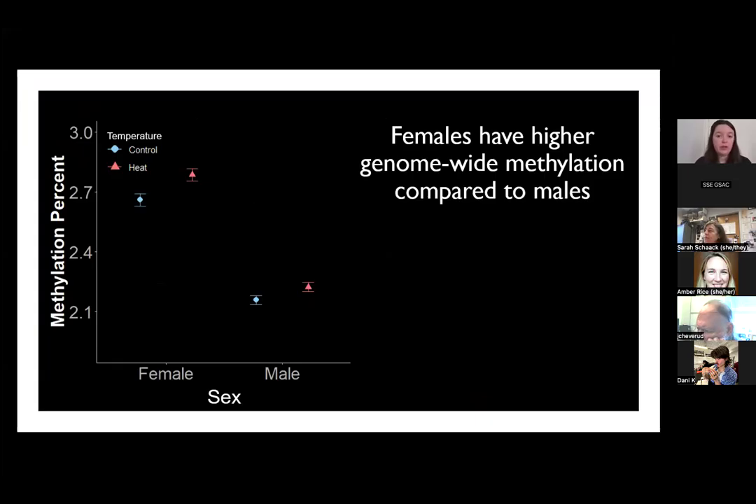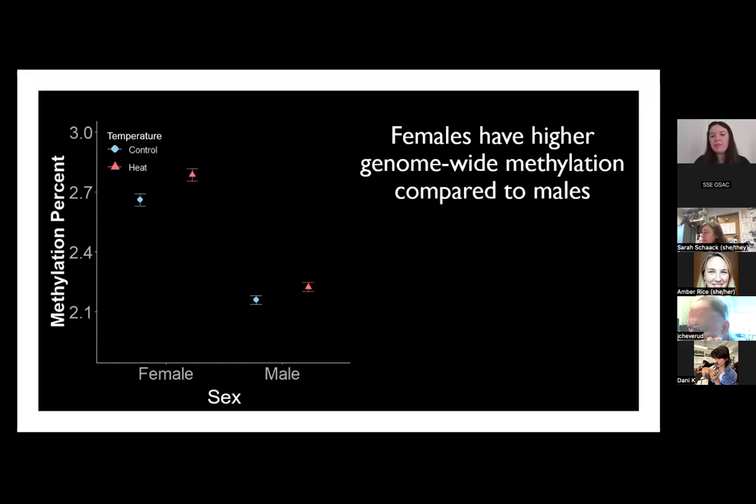Now I've switched it on you. So the x-axis, instead of being temperature exposure, is the sex of the individual. The y-axis stays the same at methylation percent. And you'll notice that the trends now look kind of different. Females, regardless of temperature treatment, always have higher genome-wide methylation compared to males.